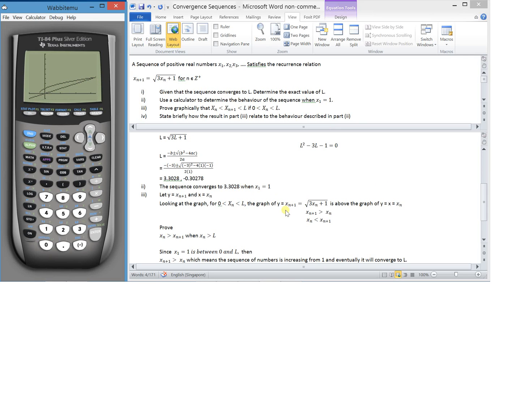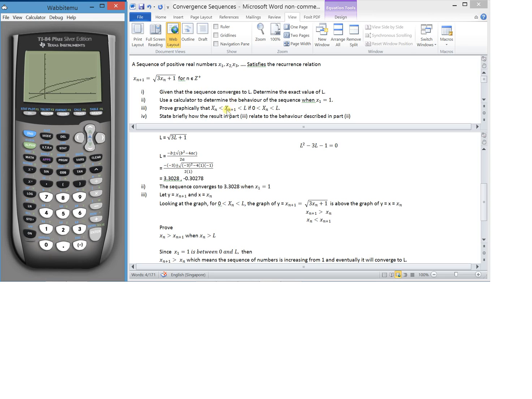Therefore, my xn plus 1 is above my xn. It means my xn plus 1 is greater than xn. Correct? That means this part of the inequality is proven, because looking graphically, the xn plus 1 graph is on top of the xn graph. Now, how to prove that xn plus 1 is smaller than L?